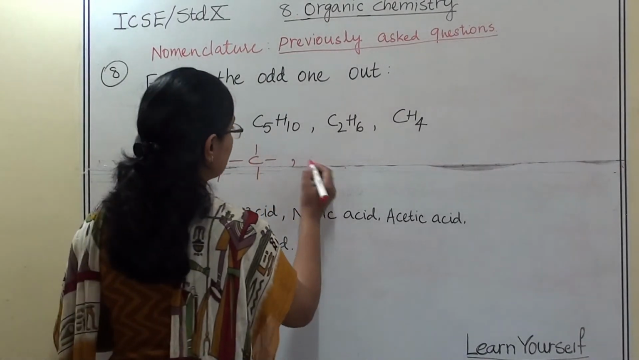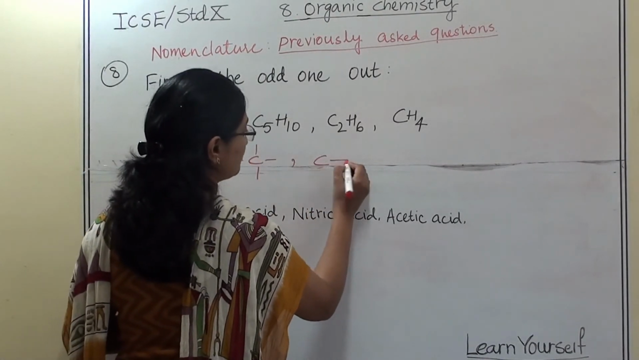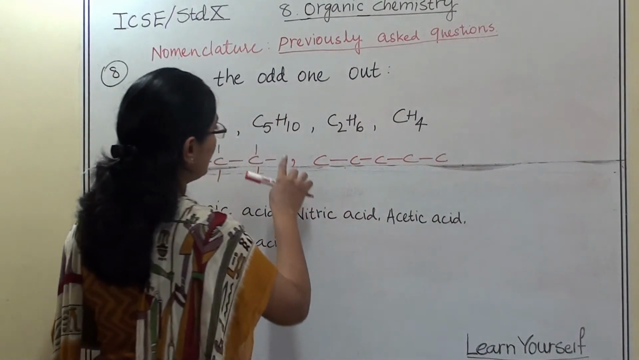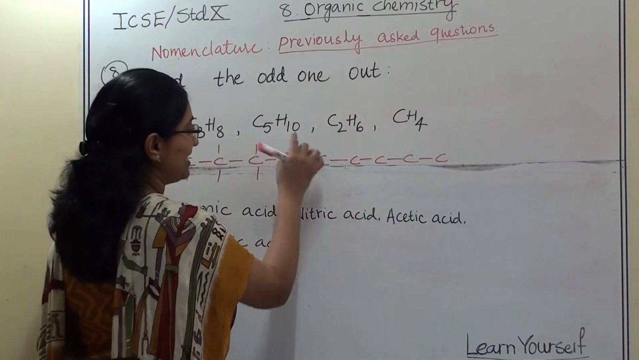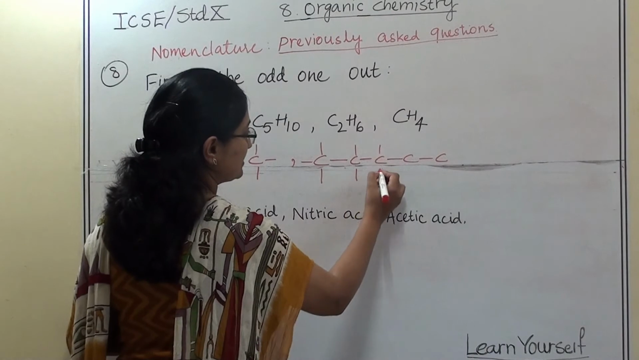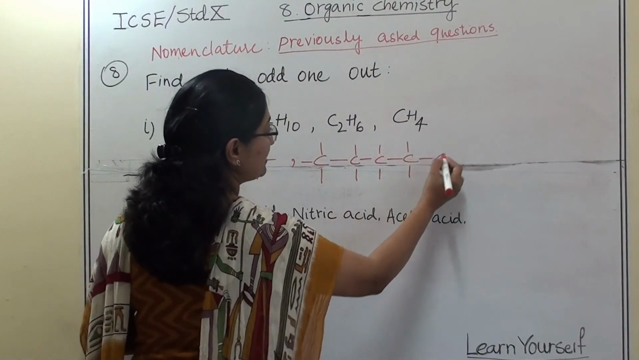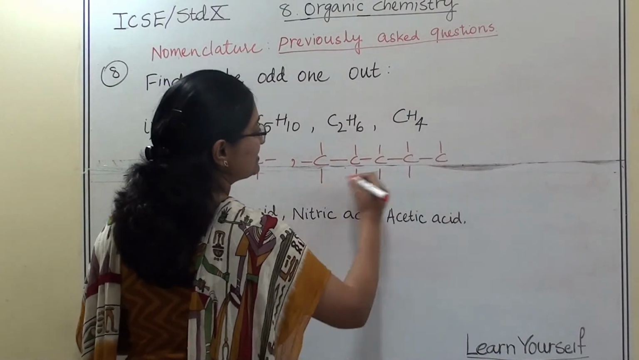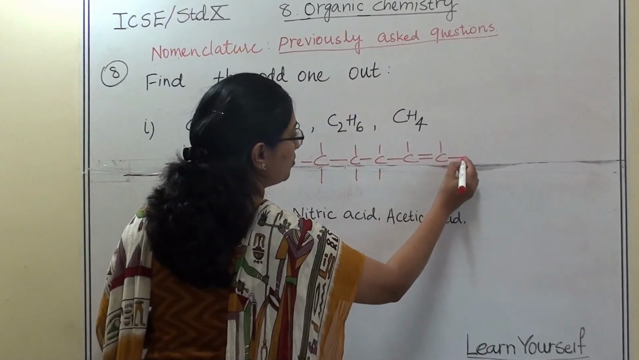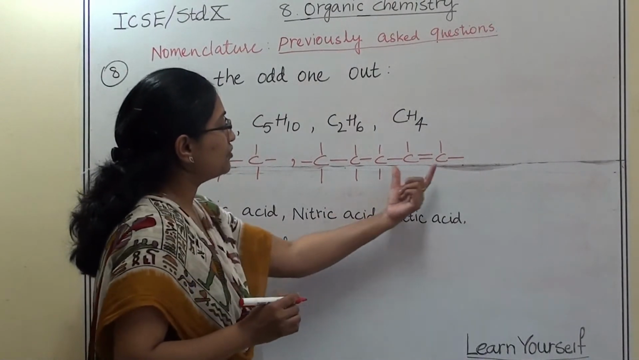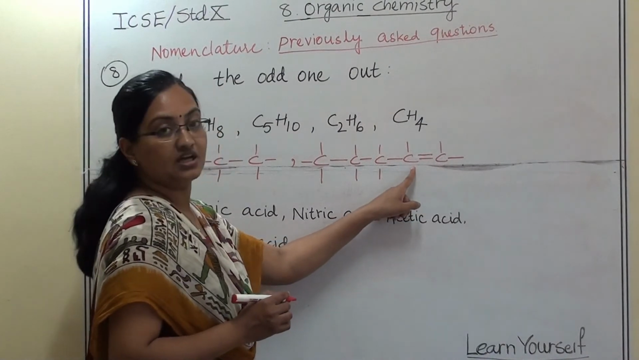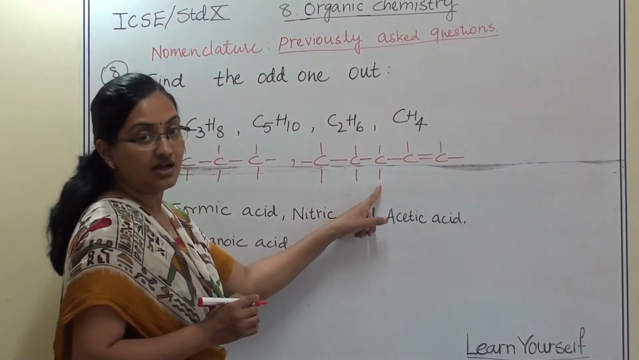Let us take this. In this C5 is there, so C1, C2, C3, C4, C5. Now how many hydrogens are there? 10 hydrogens. So 1, 2, 3, 4, 5, 6, 7, 8, 9 and only 10 is there. So here we are going to keep a double bond and here one more hydrogen we have to keep to satisfy the 4 valency of both carbons. So this is going to be an alkene.